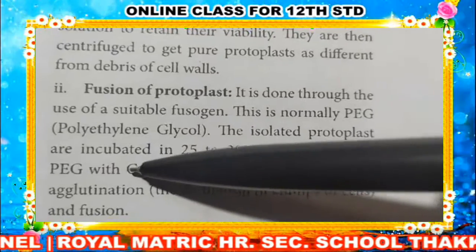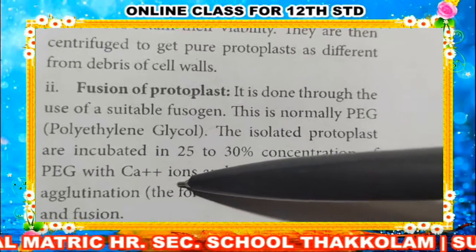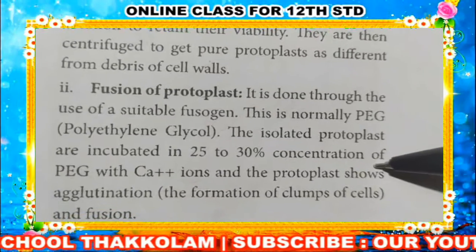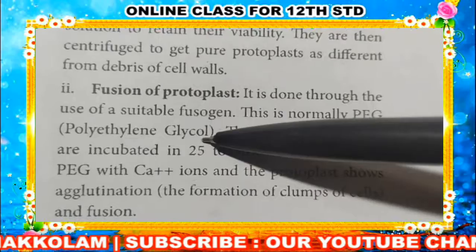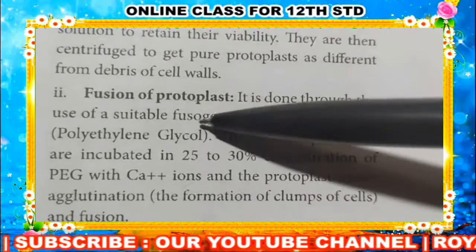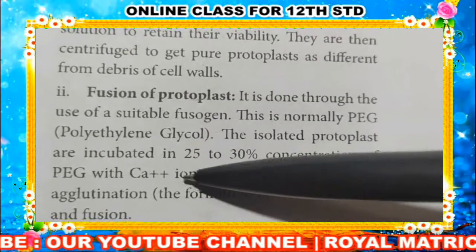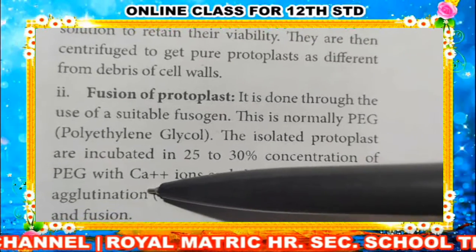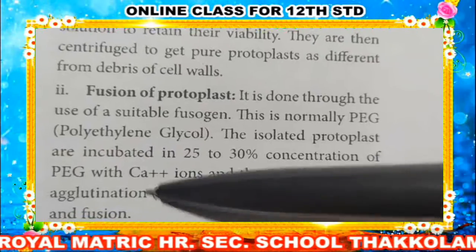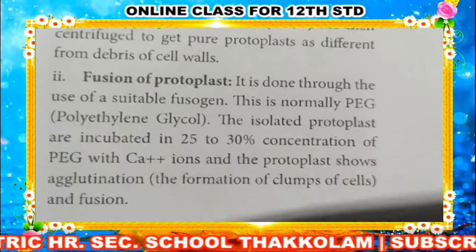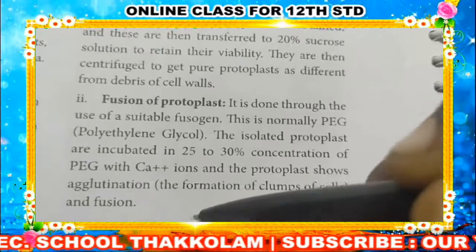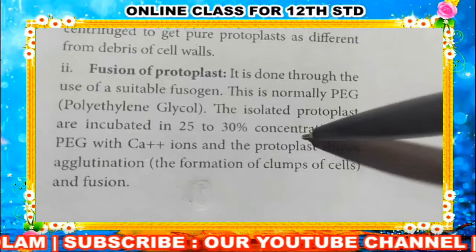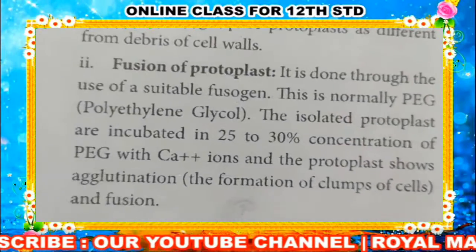The concentration of PEG with calcium 2+ ions, and then this protoplast, when it is applied with the polyethylene glycol and incubated along with the calcium 2+ ions, forms agglutinations. Agglutination is nothing but formation of groups or clumps. When it is applied, they will form groups like this. They are called clumps of cells, and they fuse.